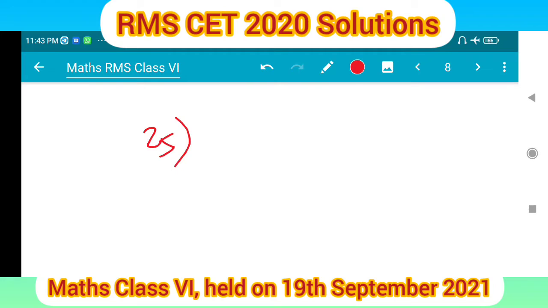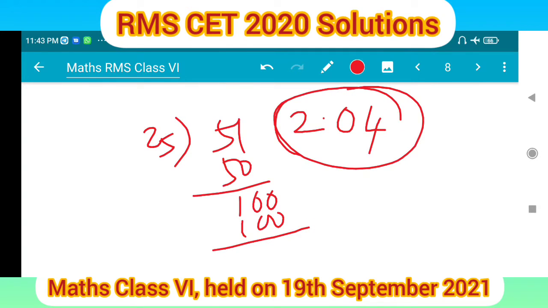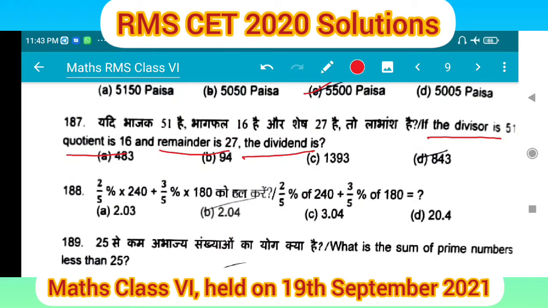25 is the divisor, 51 is the dividend. Okay, so 25, this is given. 25 2s are 50, 1 is the remainder. Not going for division, again 1 0, and here 25 4s are 100. So the answer is 2.04.